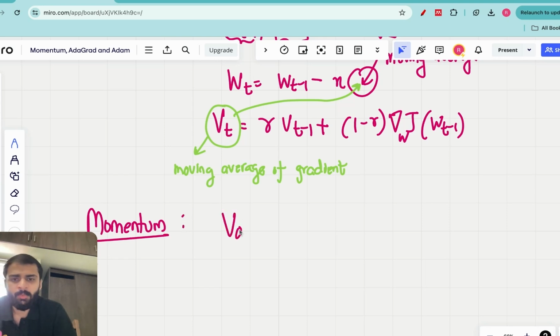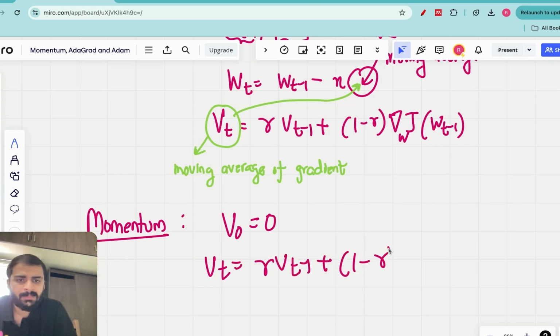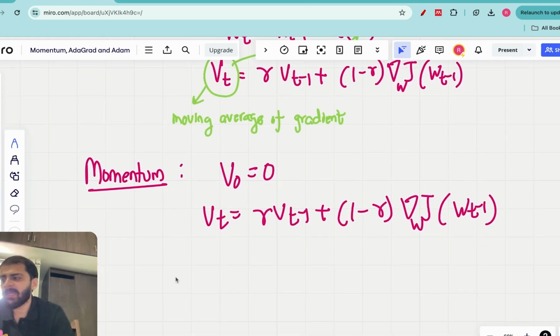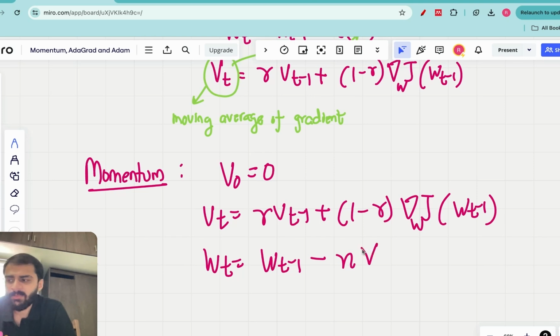You first start with the moving average as 0, then you define the moving average as gamma times Vt minus 1 plus 1 minus gamma times gradient of J for Wt minus 1, and then you update the weights. So then you say Wt is Wt minus 1 minus a step size times Vt. This is the momentum update rule.